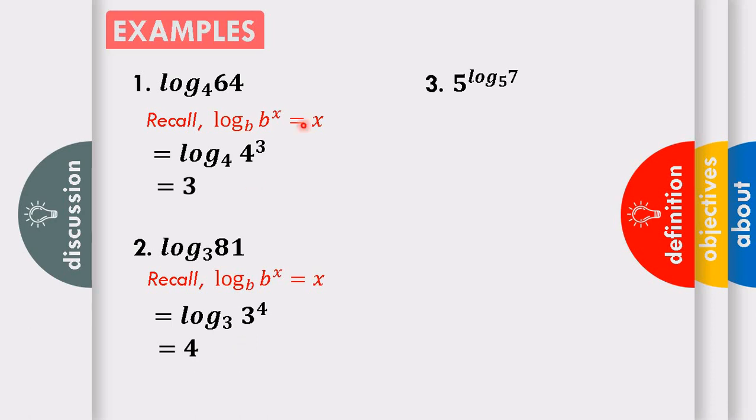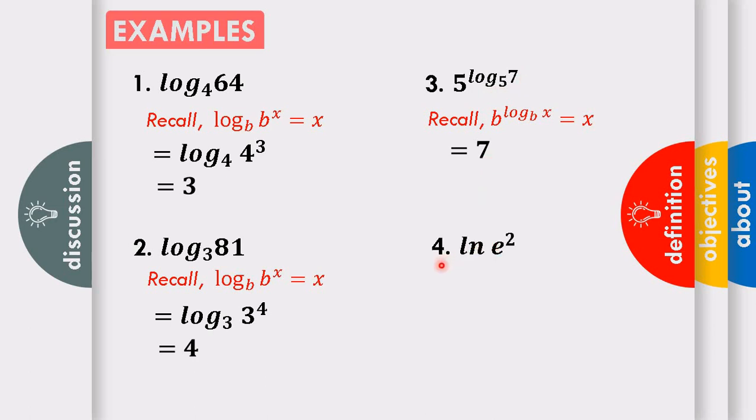So next one, 5 raised to logarithm of 7 to the base 5. The base is 5 and the base of the logarithm is also 5. So therefore, we have 7. In this property, just remember that if the base itself and the base of the logarithm are equal, then the argument is the answer, which is 7.